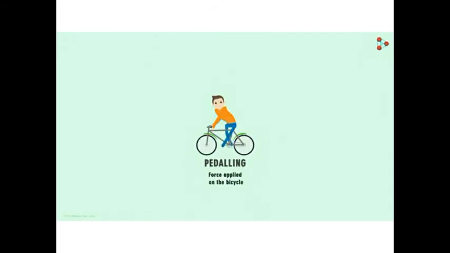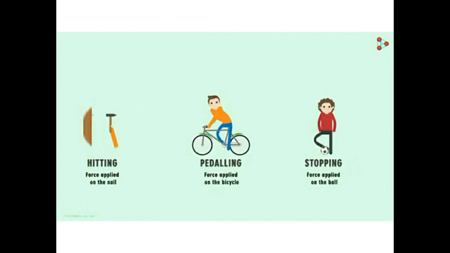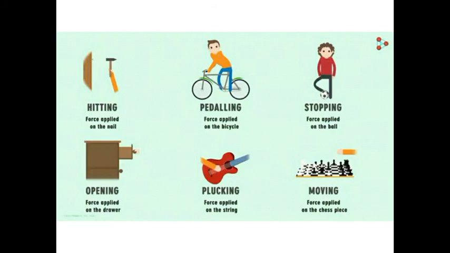See, while riding a bicycle, we pedal it continuously to keep it in motion. So here pedaling is a force that we apply on a bicycle. Hitting the hammer on the nail is also a force which is applied on the nail. What about stopping a moving ball? Yes, even stopping the ball means we apply a force on it to get it stopped. Opening a drawer, plucking the strings of a guitar, moving a piece on a chessboard. These are some of the other actions performed on objects. So performing these actions on objects is nothing but applying force on them.